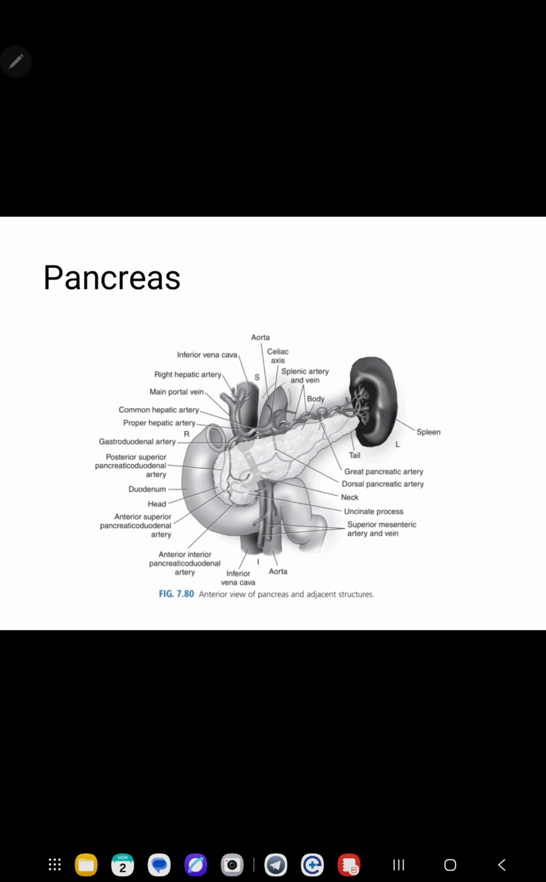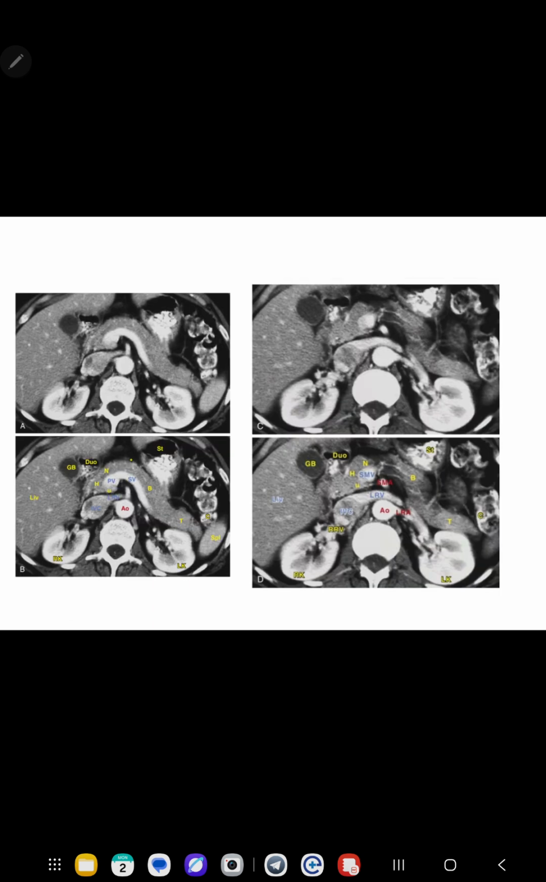Splenic artery is running at the superior border of the pancreas, and the tail is towards the anterior pararenal space. It is ending at the splenic hilum. So this is the anatomy. Head, you can see uncinate process between IVC and superior mesenteric vein.